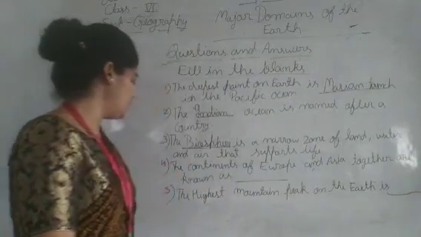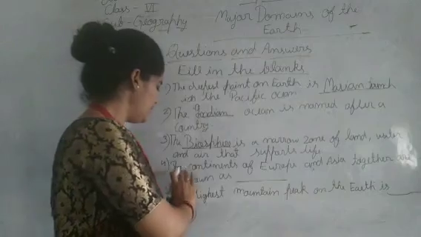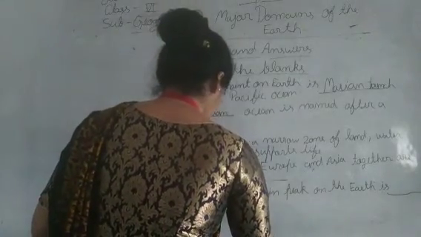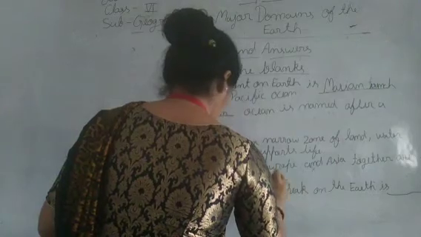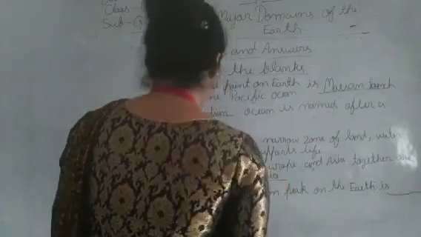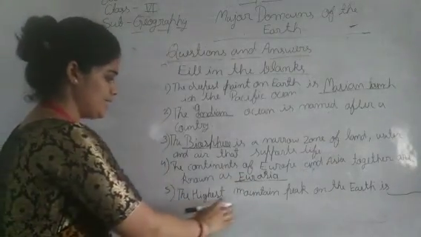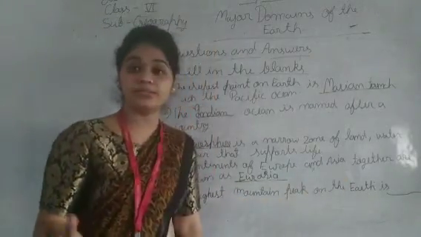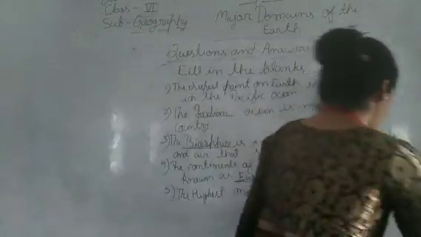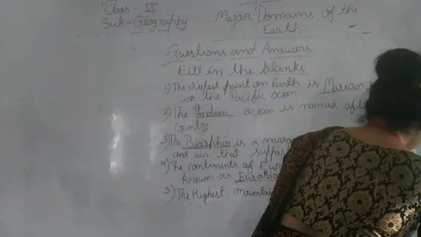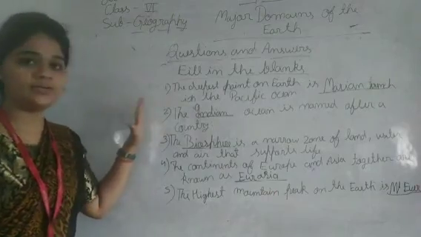And the fourth fill in the blank answer, the continent of Europe and Asia together are known as Eurasia. Okay. And now our last question. The highest mountain peak on the earth is, you all know, Mount Everest. Okay, now beta, you can take a screenshot.